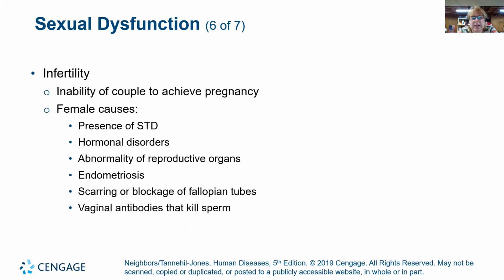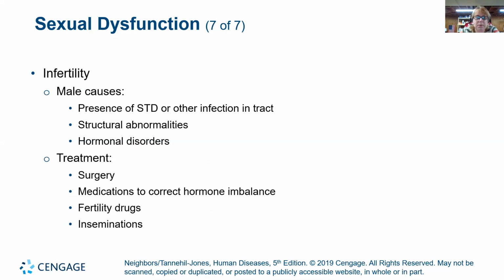Infertility is the inability of a couple to achieve pregnancy. The female causes could be any of these listed things: STDs, hormones, physical abnormalities, endometriosis, issues with the fallopian tubes, or vaginal antibodies that kill sperm. Male causes can be an infection or an STD, a structural abnormality, or a hormonal disorder.